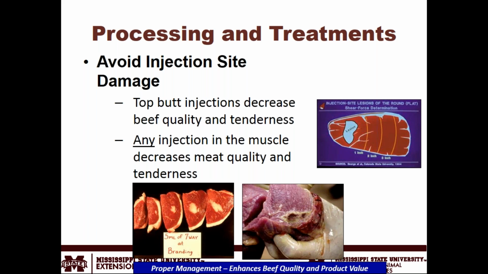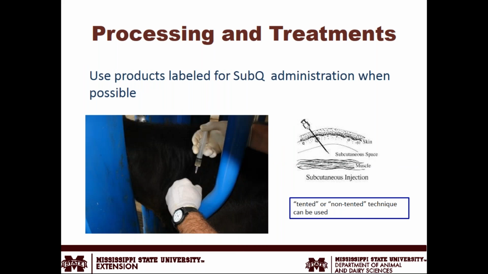If we have a choice, we want those injections to be subcutaneous, so under the skin versus in the muscle. And this is the reason why. We want to avoid injection site damage. Anytime we inject something in the muscle, it decreases meat quality and tenderness, and it can cause an injection site lesion.